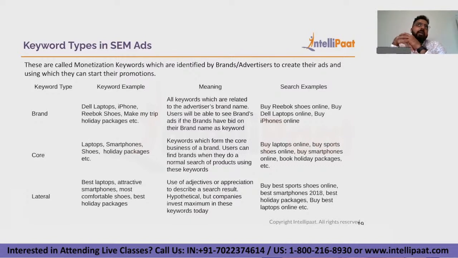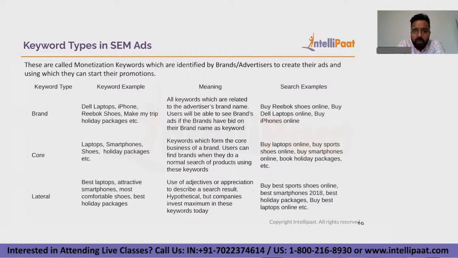I don't have, let's say, any brand particularly in mind. I'm just entering something like laptops, right? Or let's say if I'm traveling, I want to just check out some holiday packages. I just enter holiday packages. Those are called core keyword types. Now, I would not only mention a category, but I will also give a descriptor of the category.